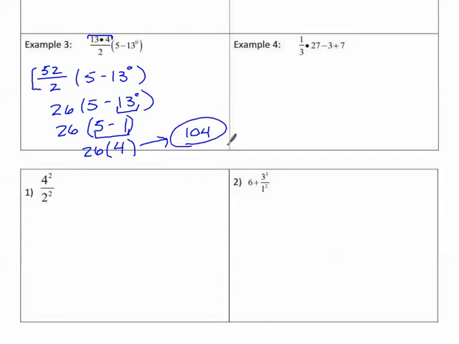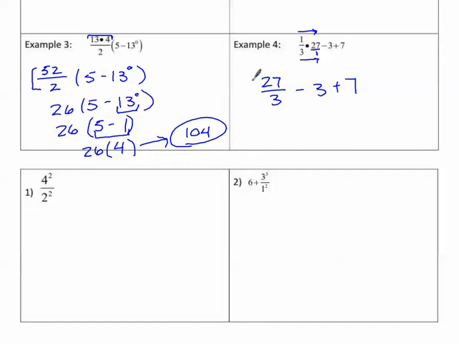Okay? And then for problem number 4, we're going to use our fraction skills because we have a fraction times a whole number here, and we have to do the multiplication first. Use your fraction rules. Lonely whole numbers go over 1. We're going to multiply the numerator and the denominator. We're not going to worry about this back part yet, this minus 3 plus 7. So 1 times 27 is going to be 27. 3 times 1 is 3. And then we still have minus 3 plus 7 in the back.